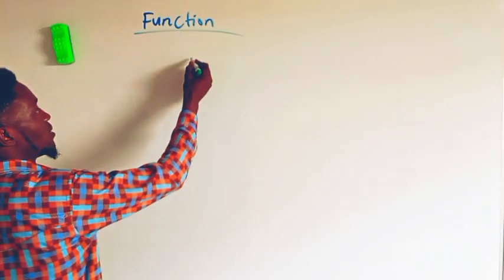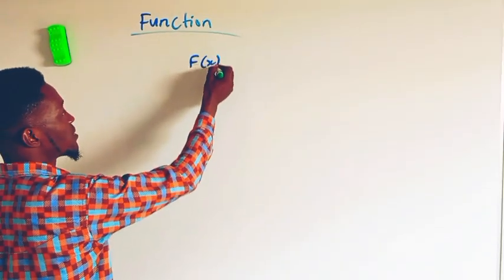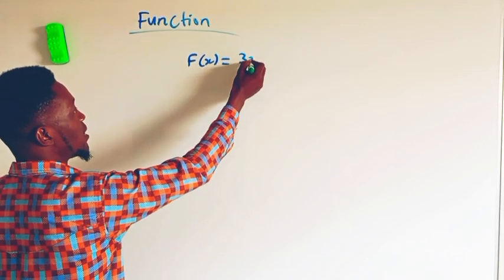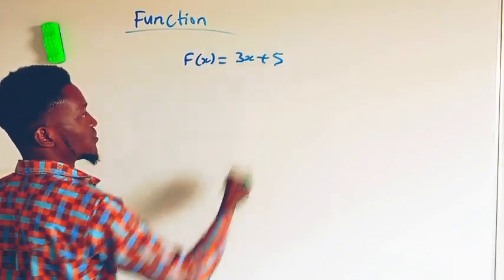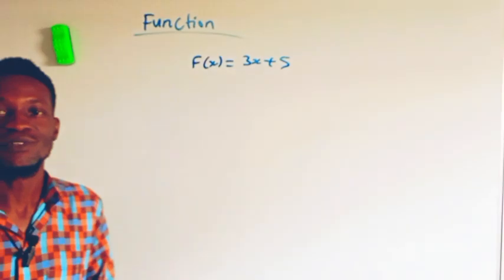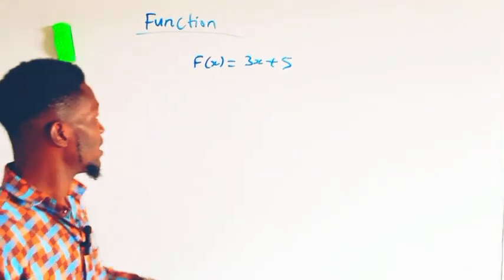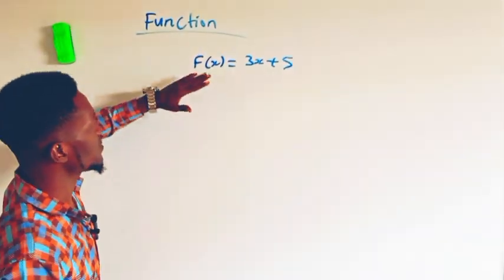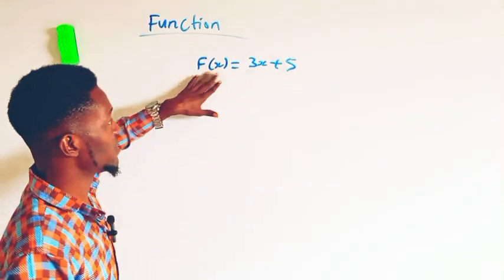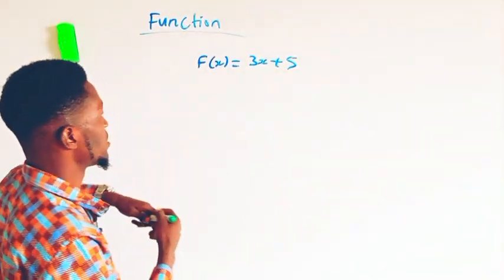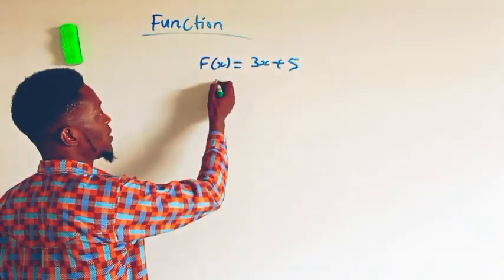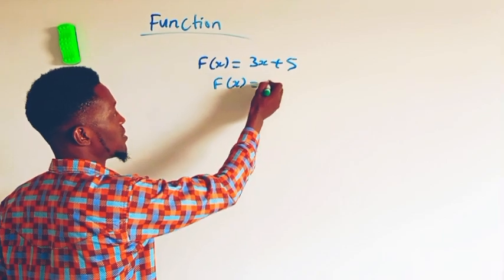If you have f of x is equal to 3x plus 5, this is a classical example of a function. That simply means that this is our y value and this is our x value. So f of x can also be written as y.